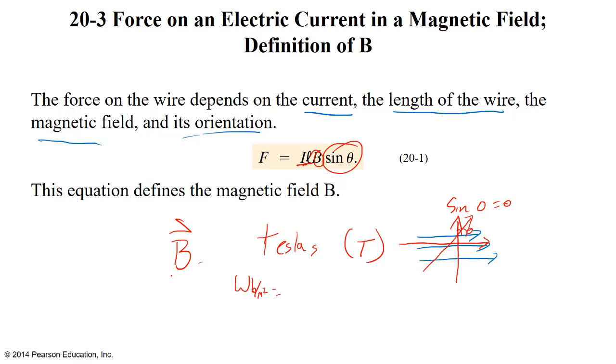But magnetic field strength is measured in Teslas, and it turns out 1 Tesla is equal to 1 Newton per meter amp, or amp meter, I guess. And you can see that if you just solve for force here, or B in this equation, right? So B is equal to force over I L sine theta, but sine theta is just a number. So I've got newtons per amp meter.